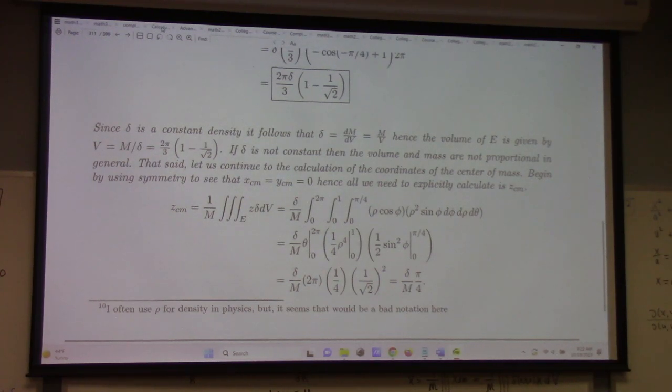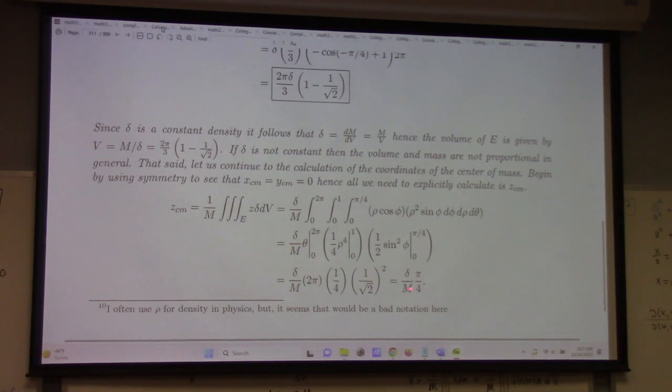All right. So the z center of mass is given here by this integral, 1 over m times the integral of z delta. Now the z is rho cosine phi, right? So I do that. dV, again, is rho squared sine phi d phi d rho d theta. And I've got an integral of rho cubed, which is rho to the 4th over 4. My d theta integrates to theta. And I've got a cosine phi times sine phi, which integrates to 1/2 sine squared phi. And lo and behold, we've got altogether a delta pi over 4m. And so that's my z center of mass.